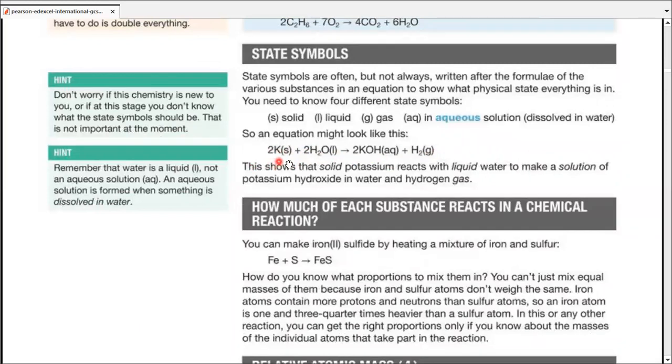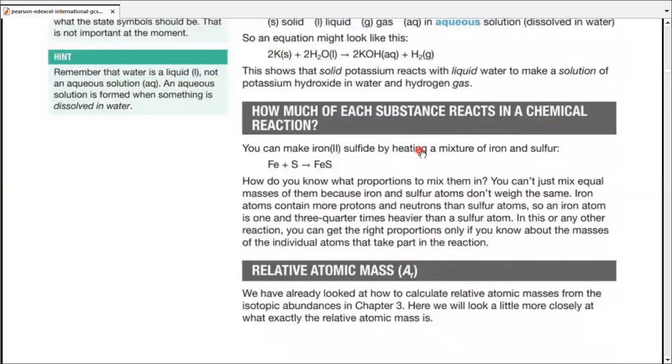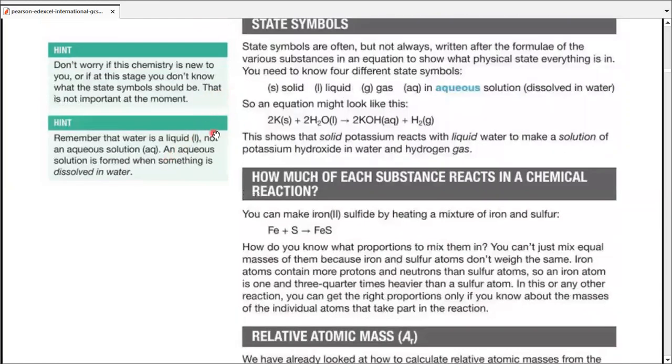For example, this equation quickly tells us that potassium was present in solid form, water was in liquid form, the KOH that was made as a product was in aqueous solution, and it also produced hydrogen as a gas. So there are all 4 states in a single equation. How much of each substance reacts in a chemical reaction is something that we are going to calculate in terms of formulae. Before I move on with that, two important hints.